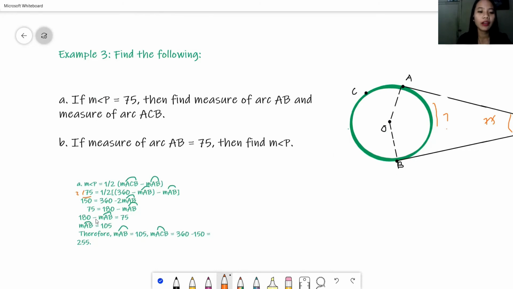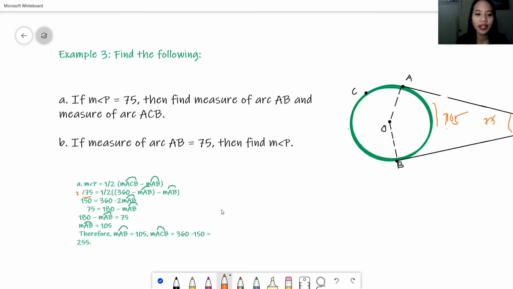We already have 180 minus the measurement of arc AB is equal to 75. Now let us transfer 75 here. 180 minus 75 is equal to 105. Now we already have the value of arc AB, which is 105.